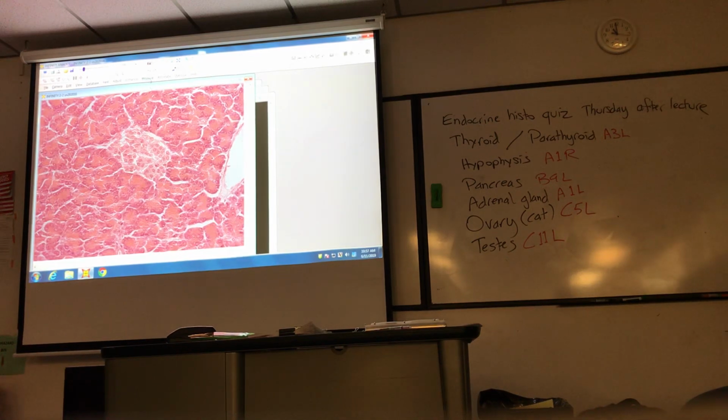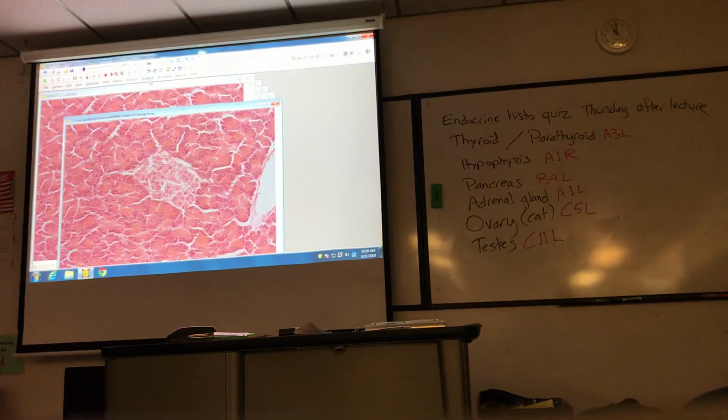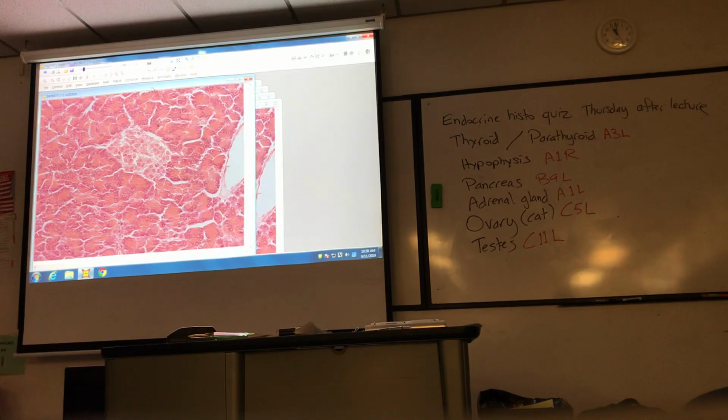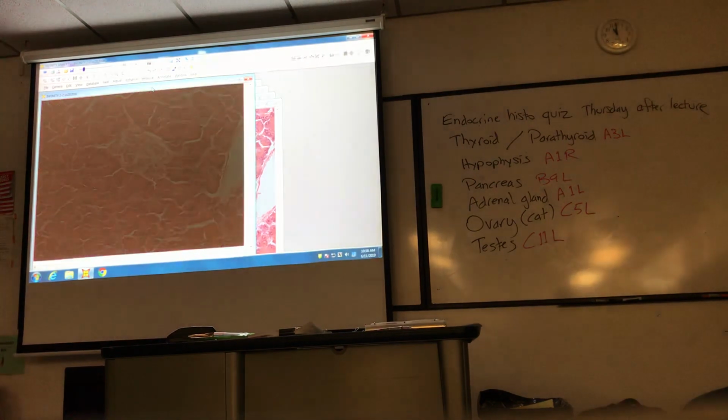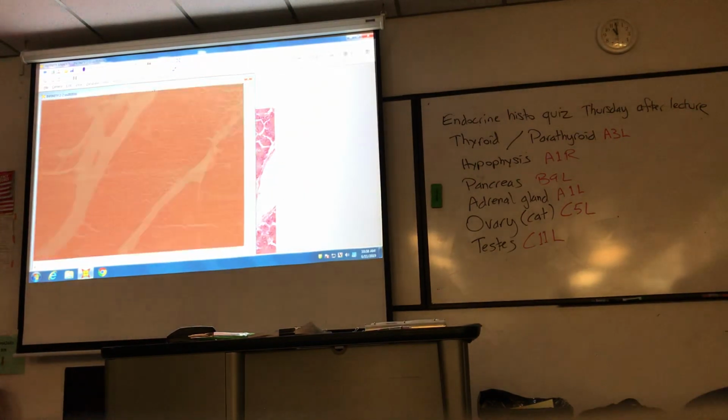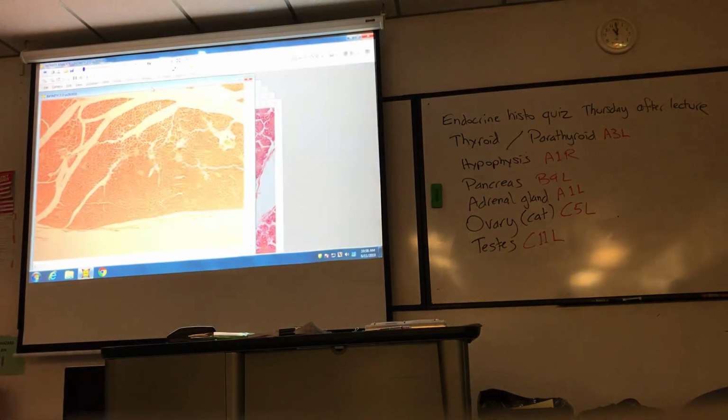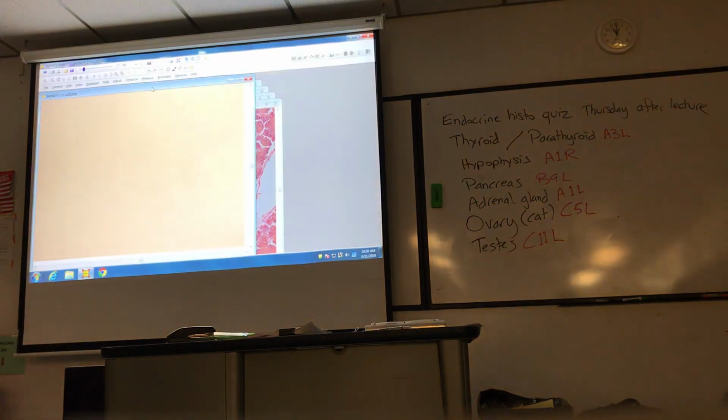Take a picture of that. And moving on. Be able to identify pancreatic islets. Next is adrenal gland.